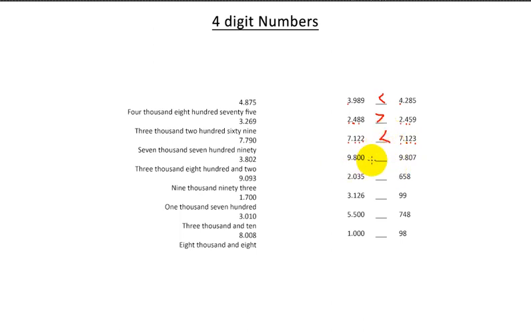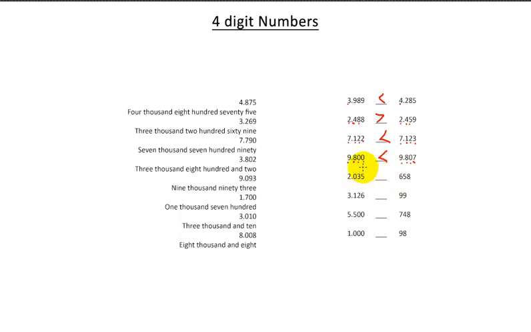Next up we have 9,800 with 9,807. The 9 is the same as this 9, the 8 is the same as this 8, the 0 is the same as this 0, but this 0 is less than this 7, making this number greater.